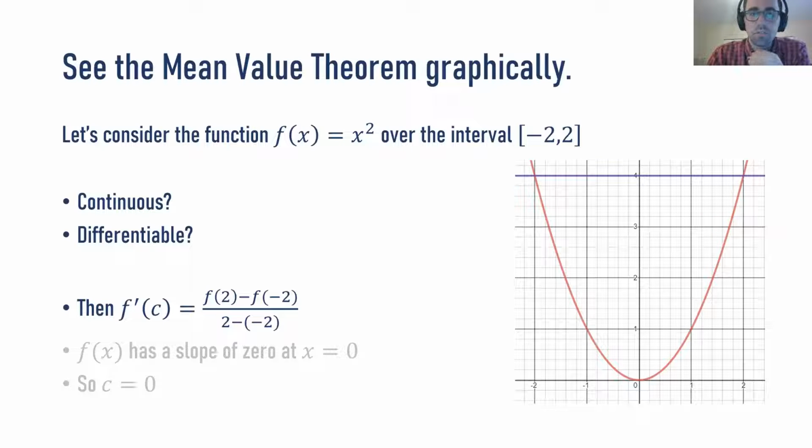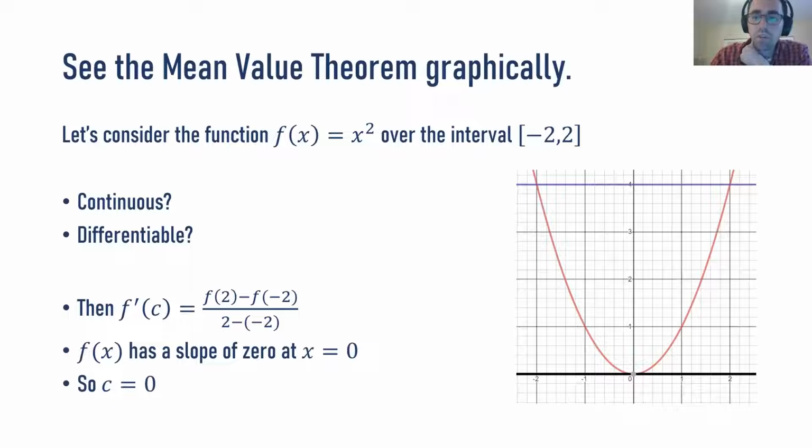Given that, we see on the graph that there is a point at x equals 0 where the tangent line is parallel to that secant line that we found the slope of, or the average rate of change. So the value of C here would be equal to 0, which then also matches the average rate of change, which was 0. We'll see a few more examples with a few different cases.